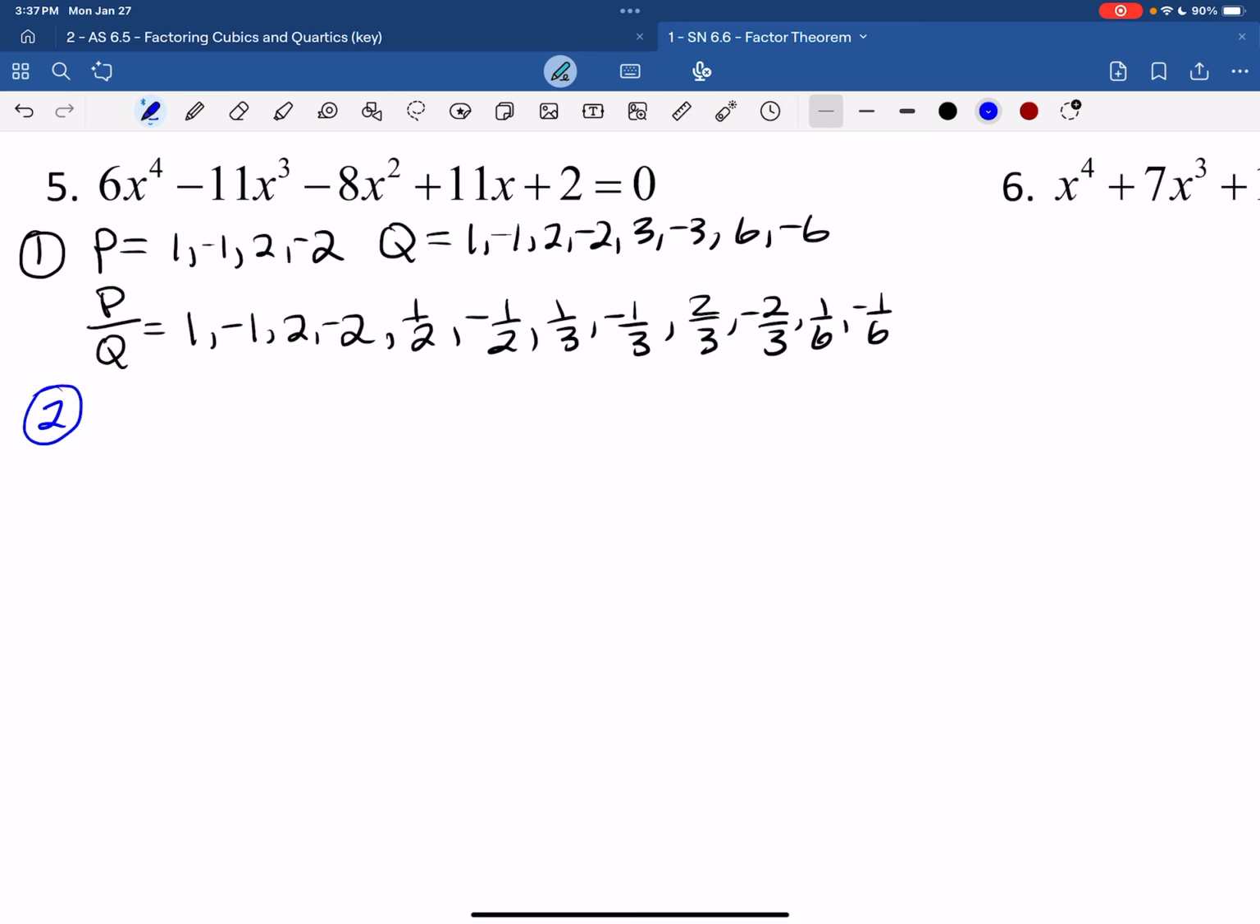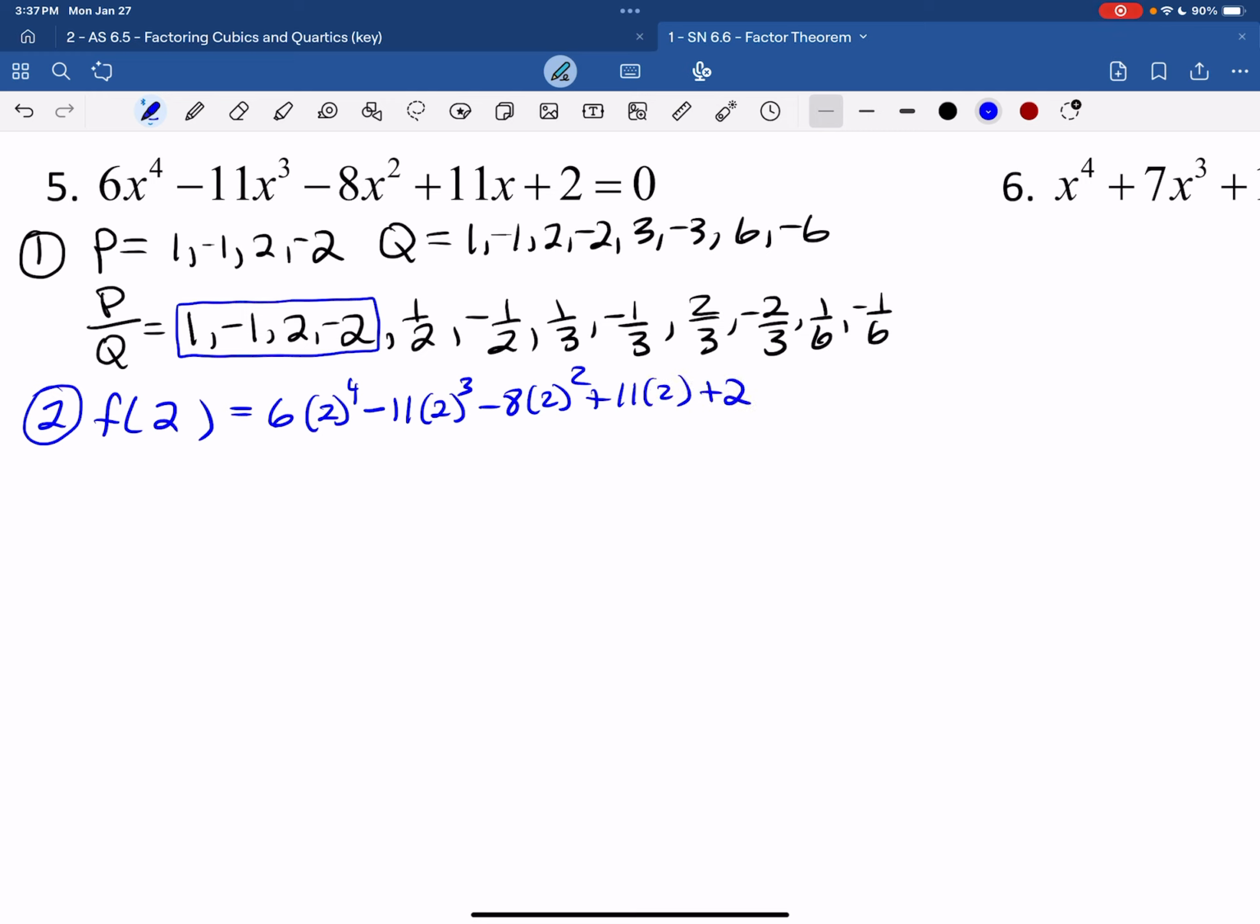The next step is to find an x value that will work, and we're going to concentrate on these 4, hoping 2 of them will work so that I can turn this quartic into a quadratic, and then I can use guess and check. So here we go. I'm going to try 2: 6 times 2 to the 4th minus 11 times 2 to the 3rd minus 8 times 2 squared plus 11 times 2 plus 2. Turns out that that's equal to 0.